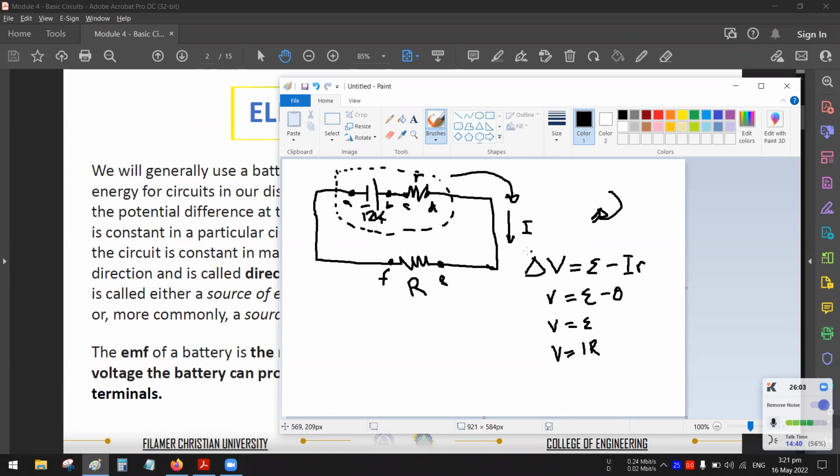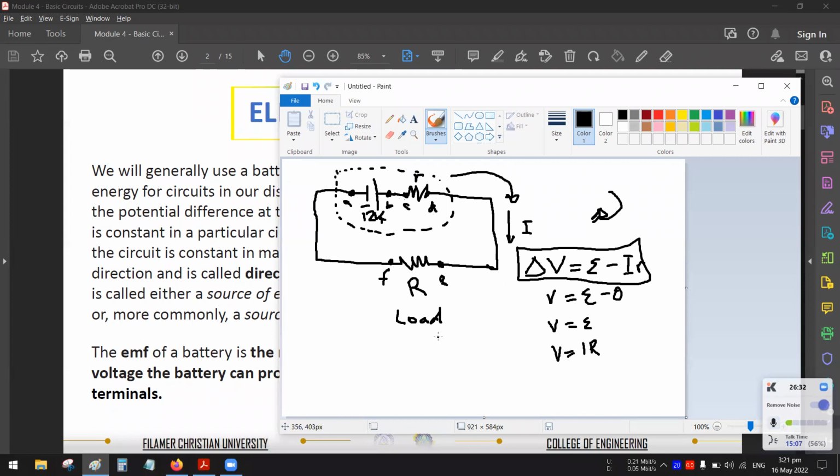So kung titingnan natin dito no sa circuit natin, so it also shows that the terminal voltage, yung formula natin, okay, must equal to the potential difference across its external resistance. So meron pa tayong external resistance dito na R. So ito na yung sa load mo. Okay? Ito na yung load mo.